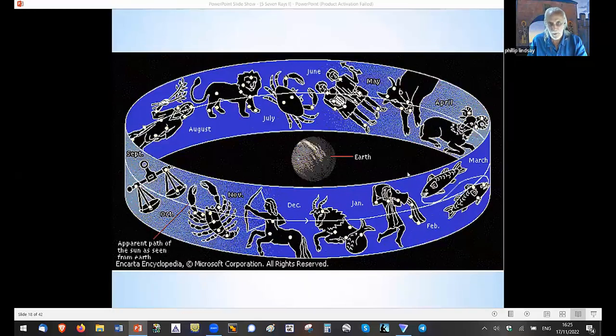And so we have another representation of the zodiac again, and this white line that goes through the middle is the ecliptic. Okay, the imaginary path of the sun as it appears to move around the Earth. Of course, we know it's the other way around, but nonetheless, this is part of the illusion of the zodiac and our place in space.